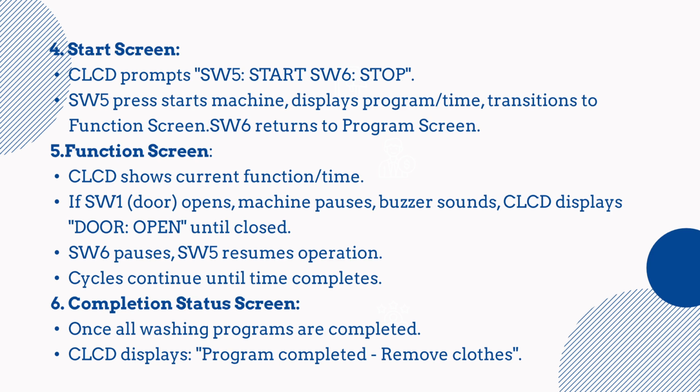In the function screen, it shows the current function and its time. When we press switch 1, the door gate opens, the machine pauses and the buzzer sounds. With switch 6, it pauses, and with switch 5, it resumes the operations. And the cycle continues until the time completes. The completion status screen shows the program completed, remove the clothes, and then it will go back to the washing program screen.